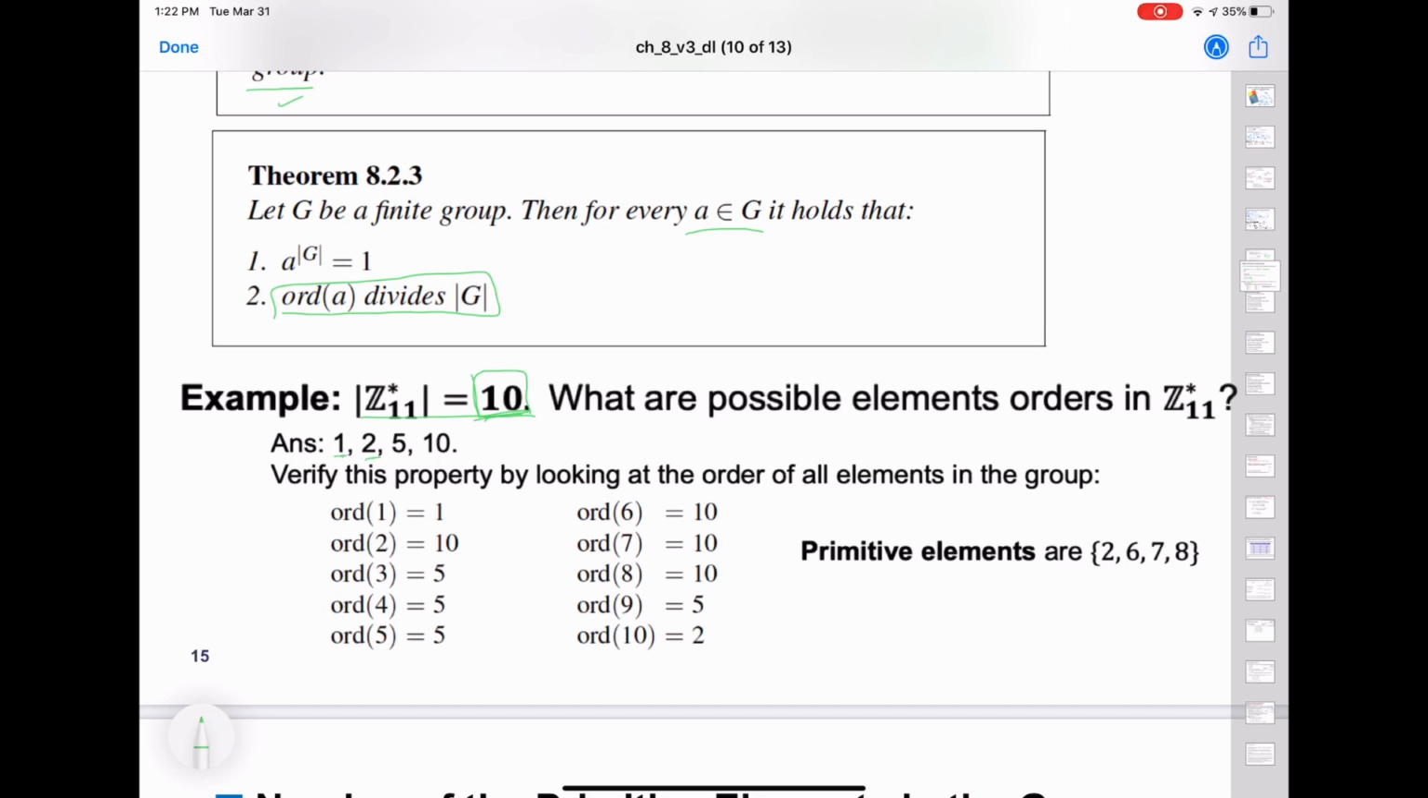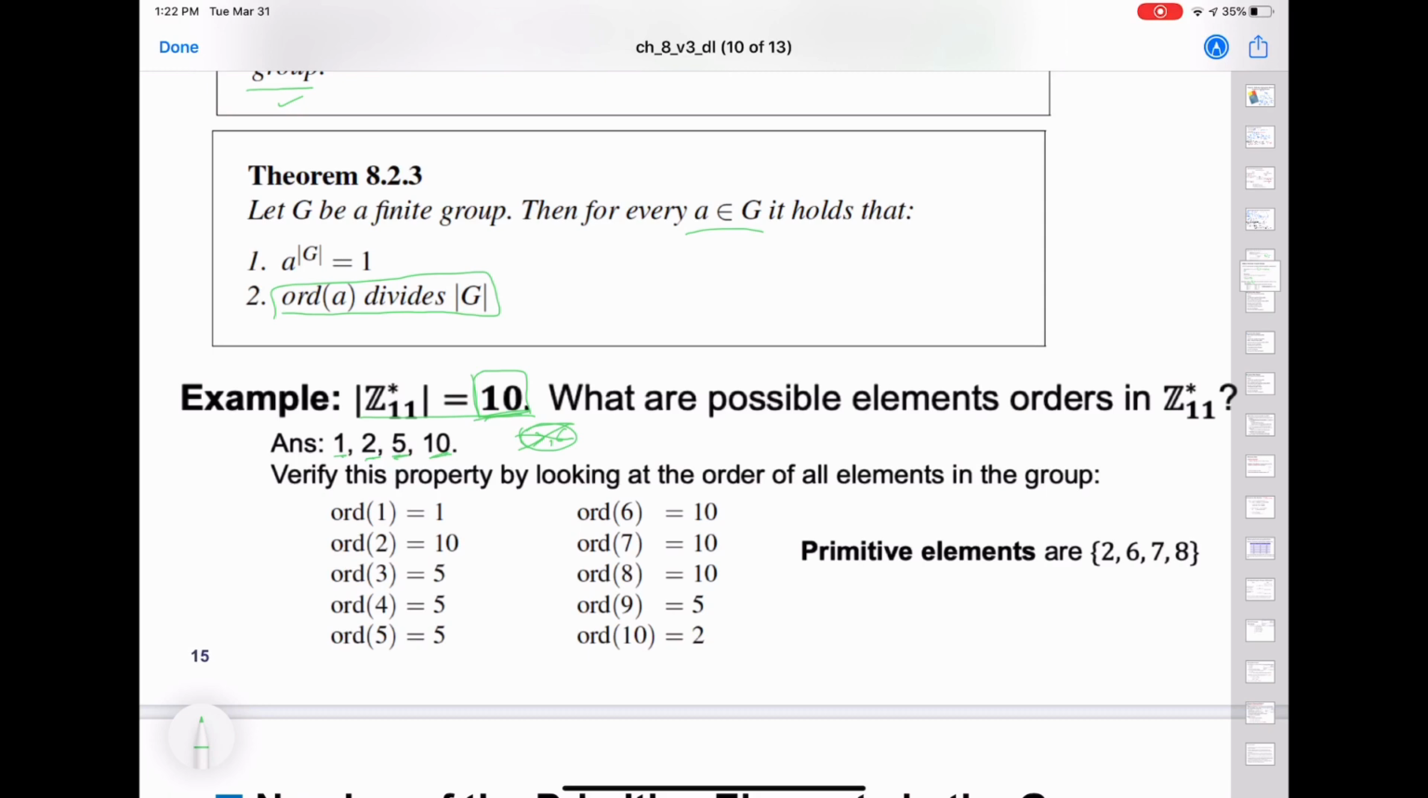2 divides 10, 5 divides 10, and 10 divides 10. So the possible orders are 1, 2, 5, 10. It's not possible that 3 doesn't divide 10 or 6 doesn't divide 10. They are not the option. None of them can have those kinds of orders.